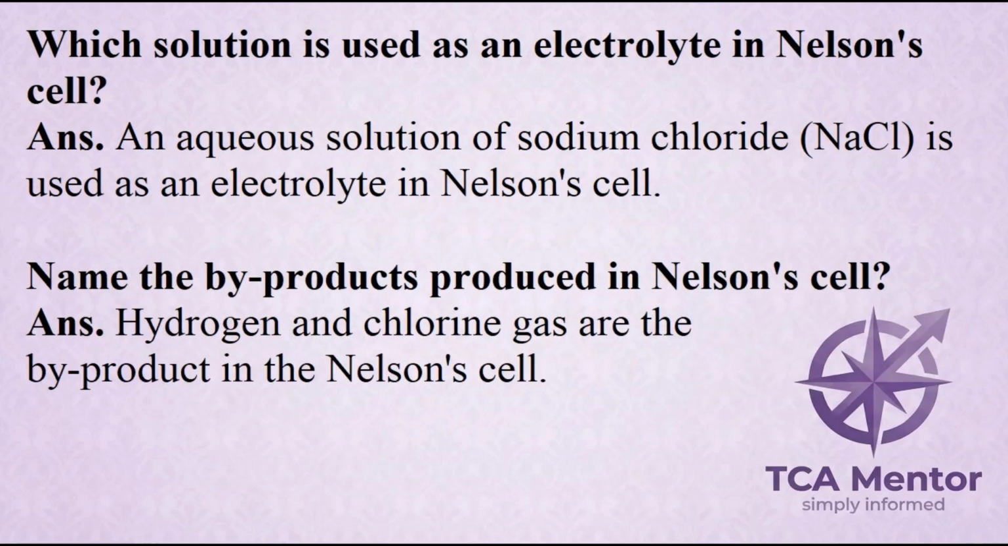Which solution is used as an electrolyte in Nelson's cell? ANS. An aqueous solution of sodium chloride, NaCl, is used as an electrolyte in Nelson's cell. Name the byproducts produced in Nelson's cell. ANS. Hydrogen and chlorine gas are the byproducts in the Nelson cell.